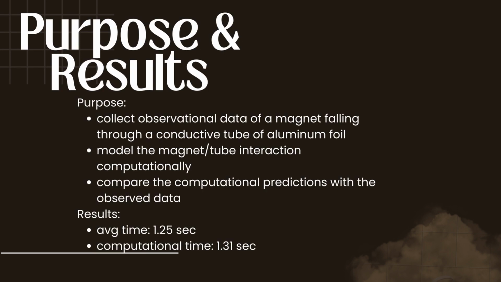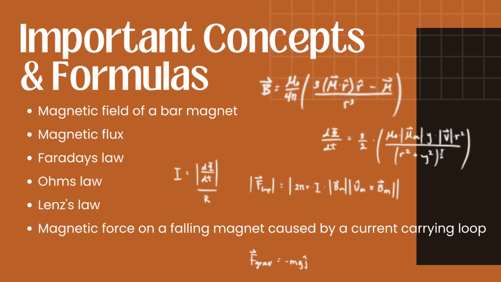The purpose of this lab is to collect observational data of a magnet falling through a conductive tube of aluminum foil, then to model this magnet and tube interaction computationally, and then compare the computational predictions with the observed data. The results of the experimental time and computational time of the magnet falling through the aluminum tube are given below.